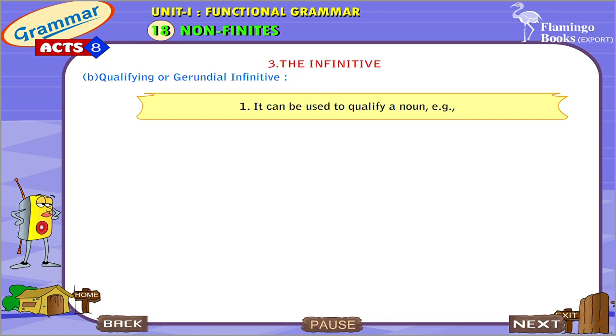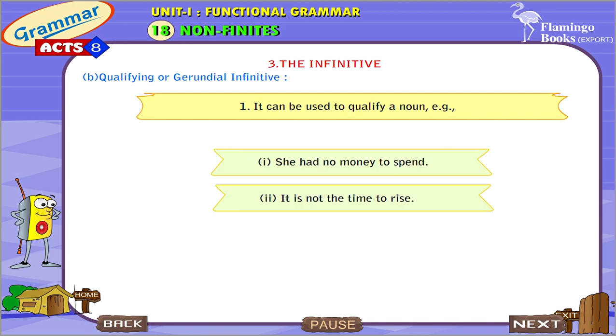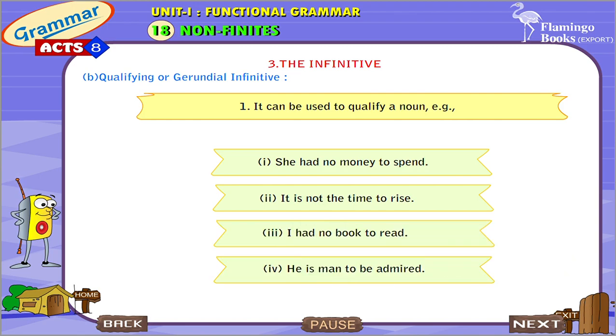Qualifying or gerundial infinitive. It can be used to qualify a noun. Example: She had no money to spend. It is not the time to rise. I had no book to read. He is a man to be admired.